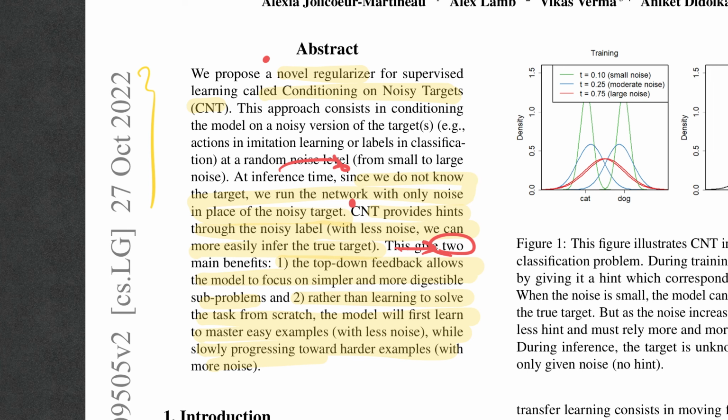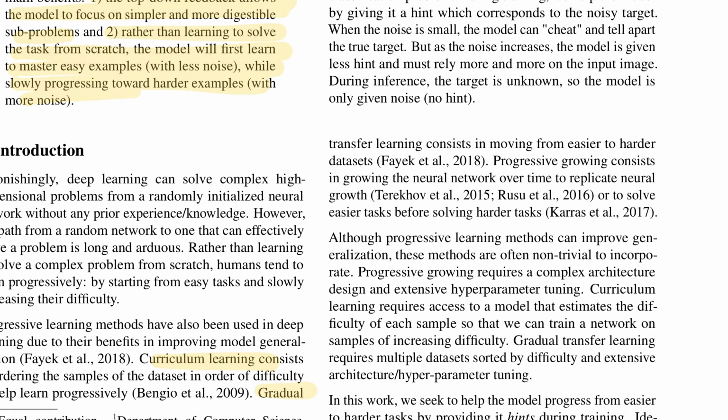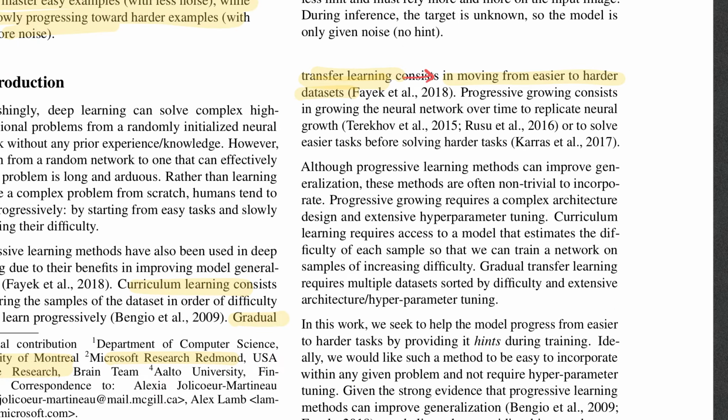One other advantage of this general approach is that the introduction of noise to the system is associated with a lot of noise-based regularizations, and that has been shown to be advantageous in many cases as well. The works related to this objective are, first of all, the category of curriculum learning, then gradual transfer learning, in which you move from easier to harder data sets. There's also progressive growing, which consists in growing the neural network over time to replicate neural growth, or again to focus on easier tasks rather than solving harder tasks.